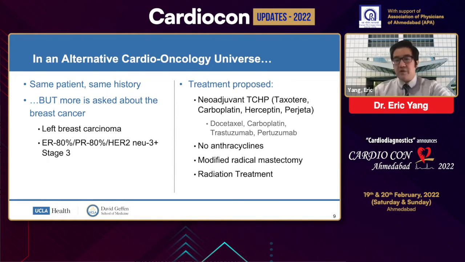And her cancer doctors propose, in an ideal situation, if not for her heart disease, neoadjuvant TCHP, also including the drugs docetaxel, carboplatin, trastuzumab, and pertuzumab, also known as dual anti-HER2 treatments. In the modern era now, with this kind of early breast cancer, no anthracyclines are proposed, but also followed by a radical mastectomy and subsequent radiation treatment to prevent recurrence. So some of these may pose potential short and long-term cardiotoxic risks, but the question is which ones do and which agents should you be worried about?